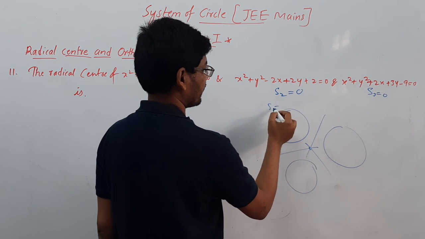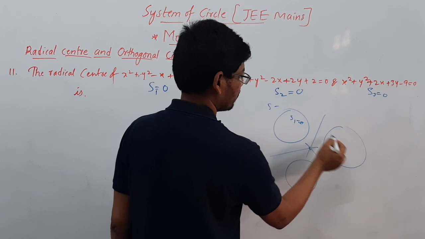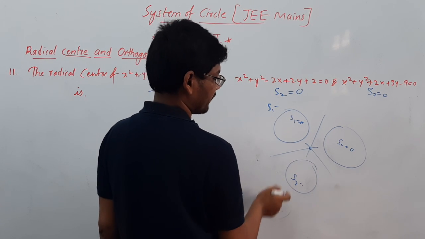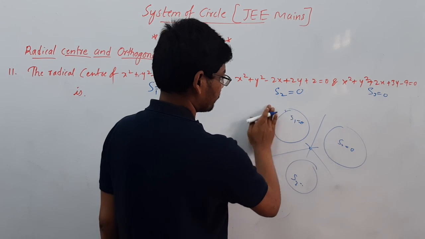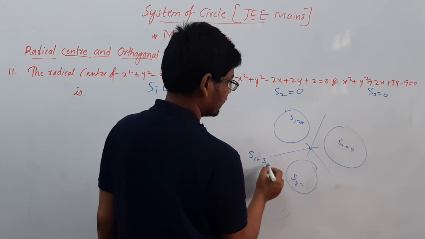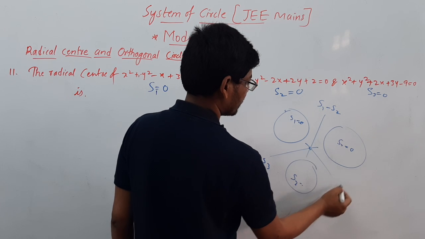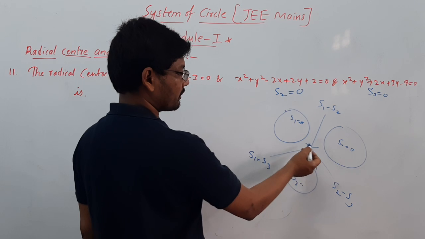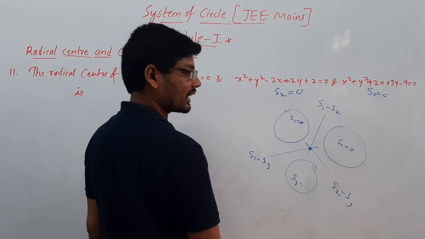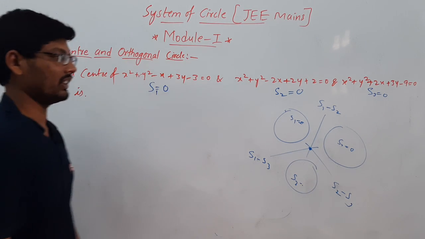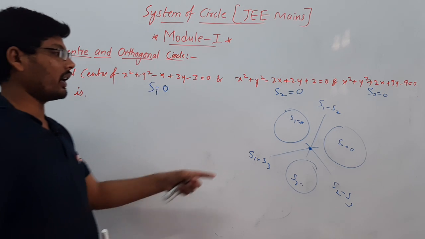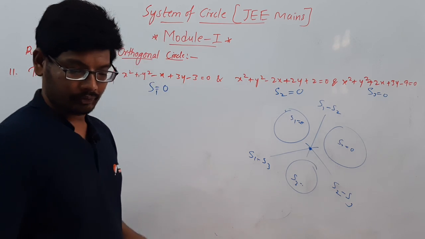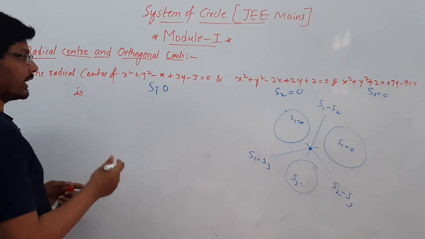These are S1 equal to 0, S2 equal to 0, S3 equal to 0. The radical axes are S1 minus S3, S1 minus S2, and S2 minus S3. So we will get 3 radical axes. The point of intersection of the 3 radical axes is called the radical center. This is the definition, and according to that I am just taking any two of them, S1 minus S dash.